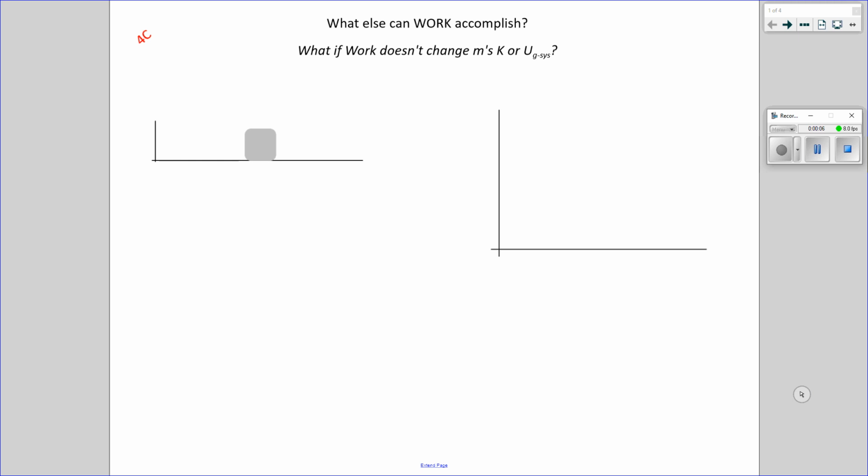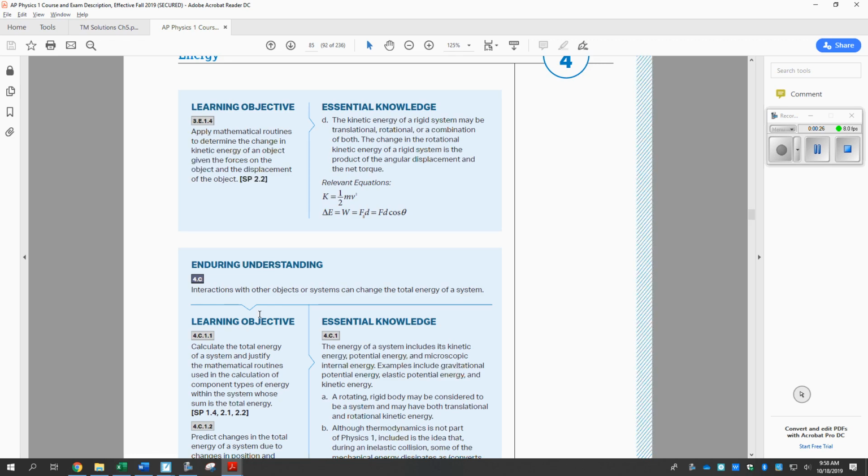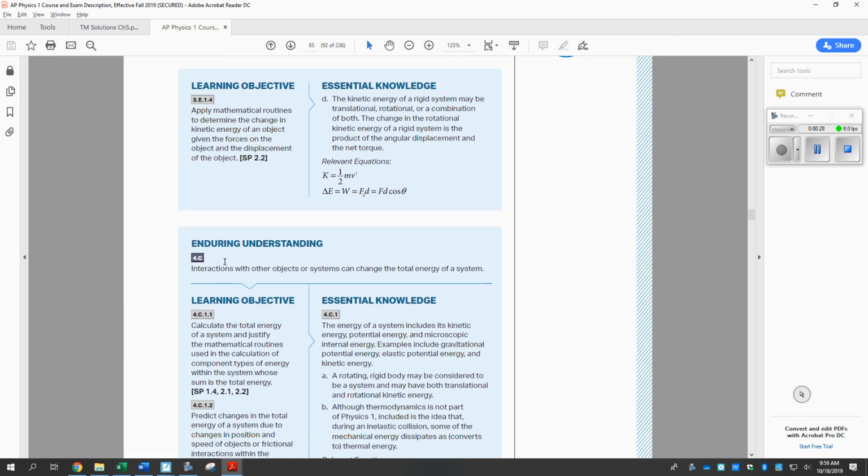We, in our part of the world, are talking about work and energy, and in particular, standard 4C. That's part of the College Board's curriculum. Let me refer you. See that 4C up there? If you're an AP physics student, standard 4C. Look at this. It's an enduring understanding.